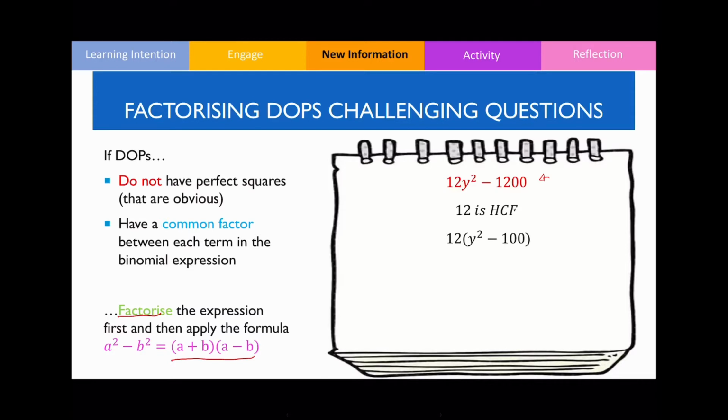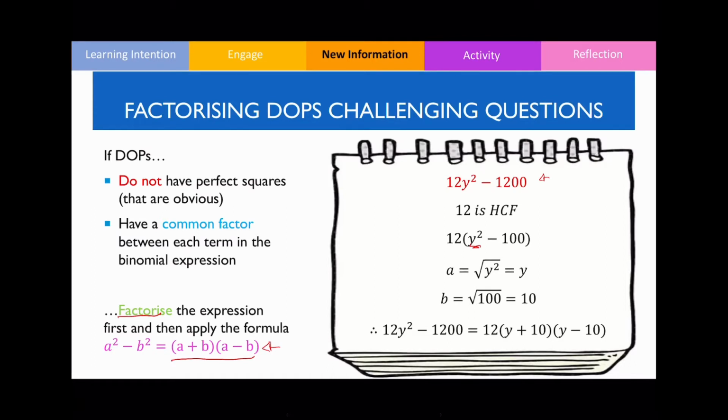If you take 12 outside, I'm therefore going to be left with y squared minus 100. And notice that after I've factorized this, we can clearly see nice perfect squares, since y squared is a perfect square and 100 is also a perfect square. So therefore, if you're trying to find out the value of a, you just take the square root of y squared. To find out the value of b, that's going to be 10 in this case. So if you were to substitute everything back into the DOP's general formula, your answer is going to be y plus 10, y minus 10, with 12 being outside the bracket, okay?